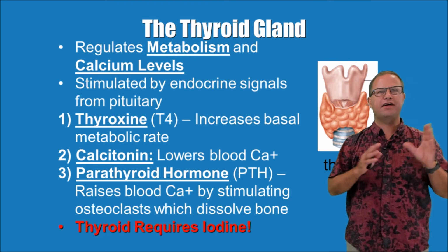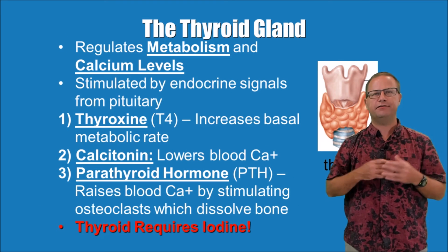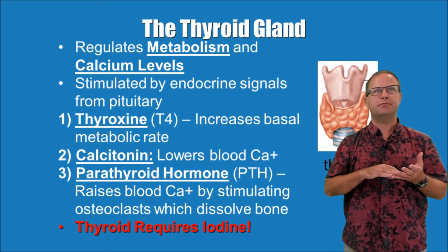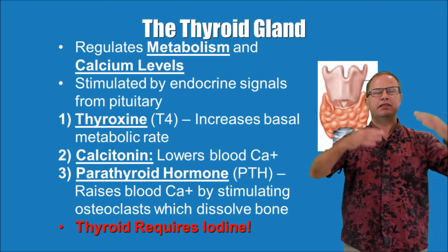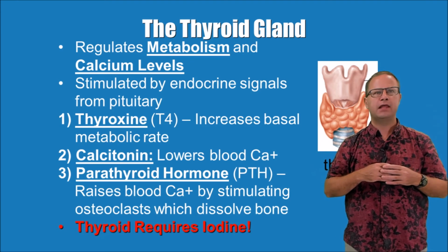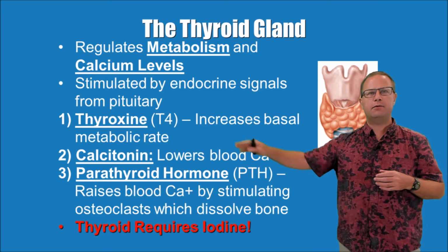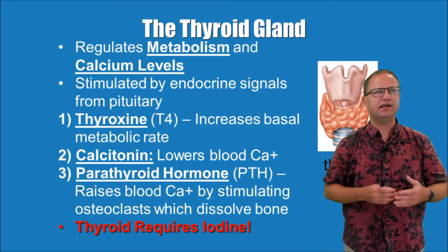Okay, now we're going to talk about the thyroid gland. The thyroid gland has a couple different endocrine functions. One is it regulates the calcium levels. It secretes something called calcitonin, which helps to regulate the calcium levels in the bloodstream and in the bone. And it also regulates our basal metabolic rate through the hormone called thyroxine. Thyroxine, or T4, increases our basal metabolic rate.